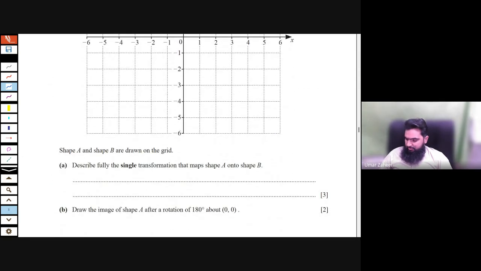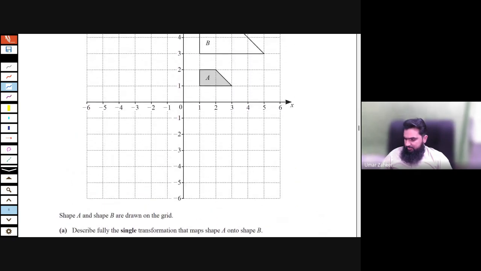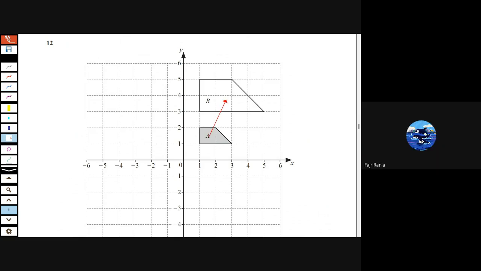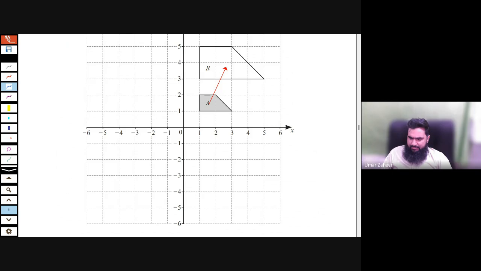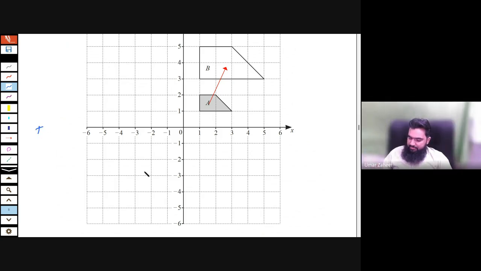Alright, the transformation. The shapes A and B are drawn. You have to describe fully the single transformation from A to B. Yes, what is it from A to B? Enlargement. It is clearly enlargement. For enlargement, we need to find the scale factor and center of enlargement. Look at the shape and tell me whether the scale factor is positive or negative. It's positive, because we have the same shape.